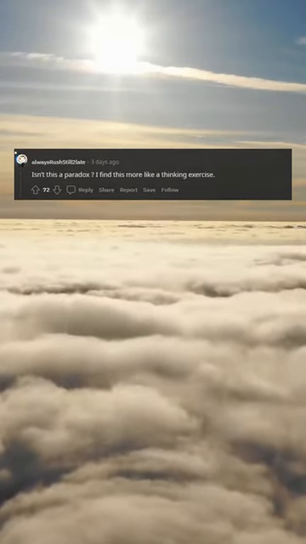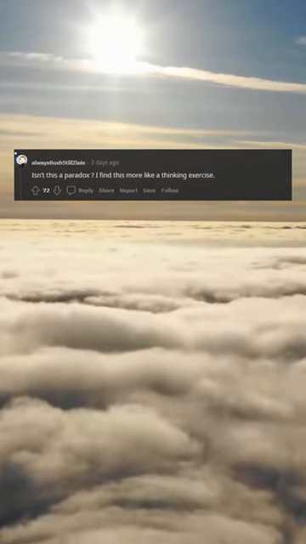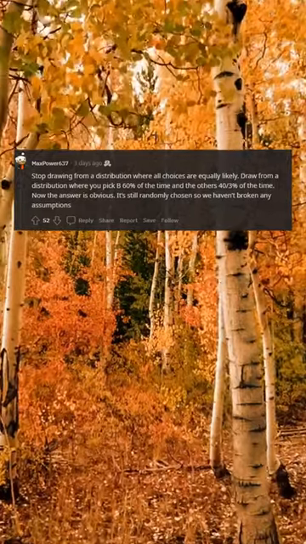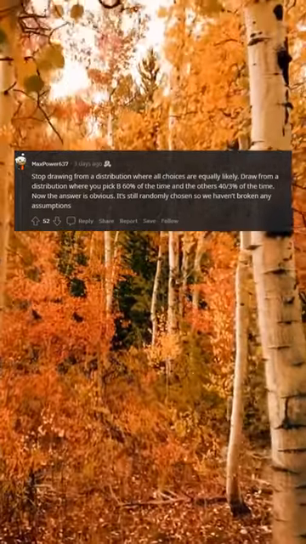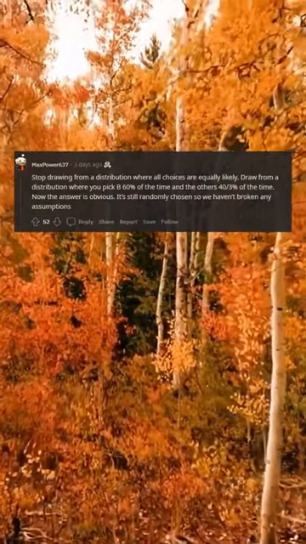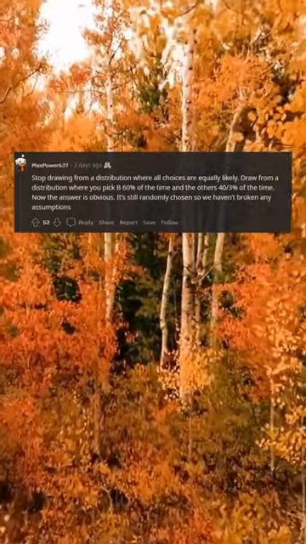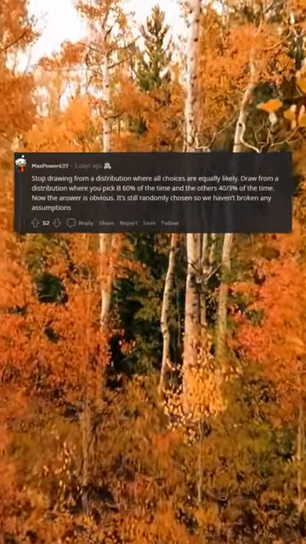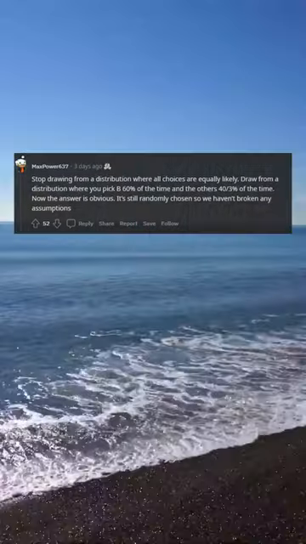Isn't this a paradox? I find this more like a thinking exercise. Stop drawing from a distribution where all choices are equally likely. Draw from a distribution where you pick B 60% of the time and the others 43% of the time. Now the answer is obvious. It's still randomly chosen, so we haven't broken any assumptions.